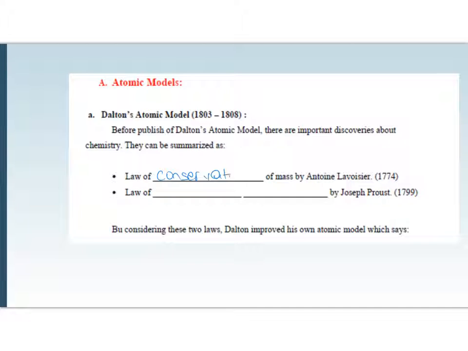In fact, this is the beginning of modern chemistry. This is the getting out of alchemy. So that's why Lavoisier is known as the father of chemistry. Now the second one belongs to Joseph Proust, and this is the law of constant proportions.